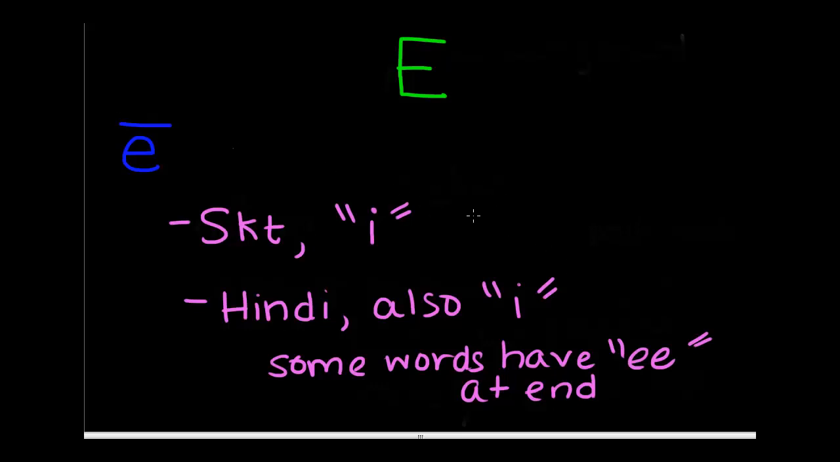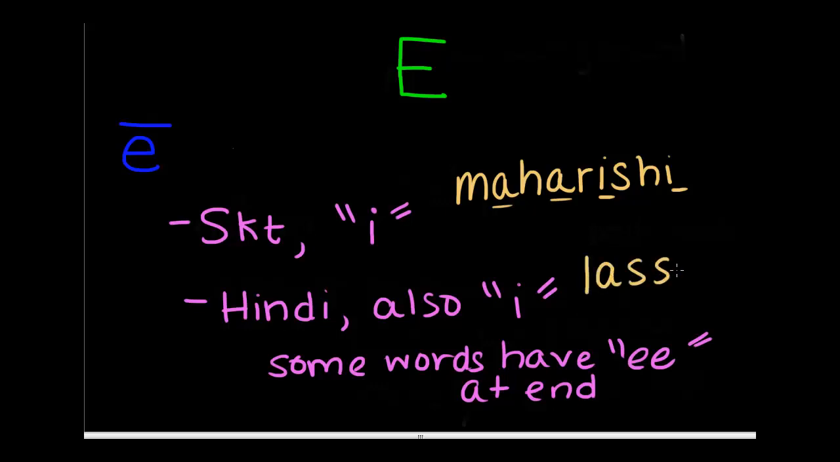First of all, Sanskrit example would be Maharishi, M-A-H-A. See our A's there for the A sound, Maha, which we've covered, and Rishi. Very simple, the 2 I's there. And then we covered these in the last rule, Maharishi. In Hindi, example is Lassi, which is a nice drink. Lassi, you have it right there.